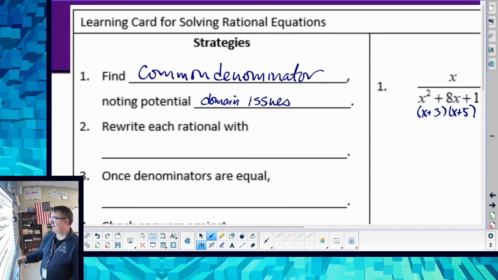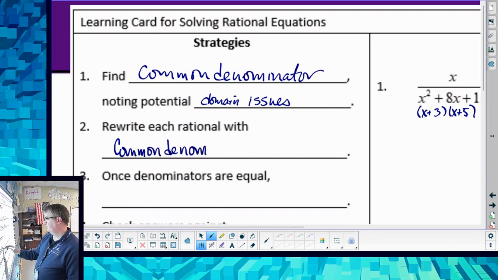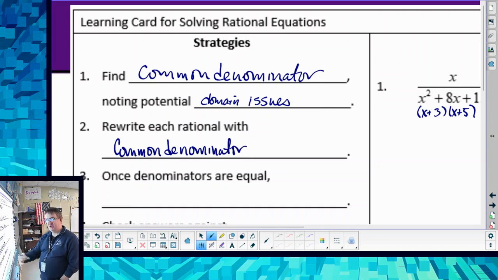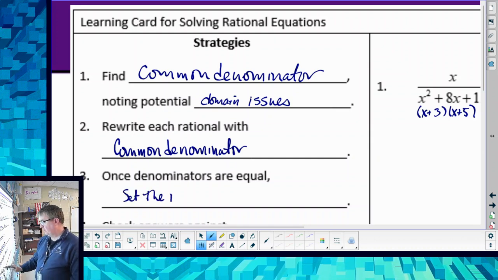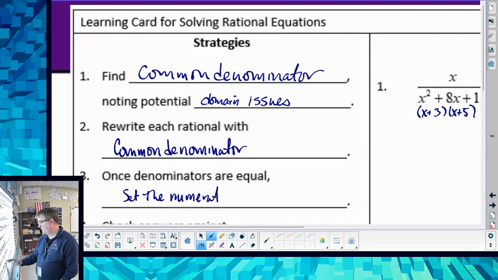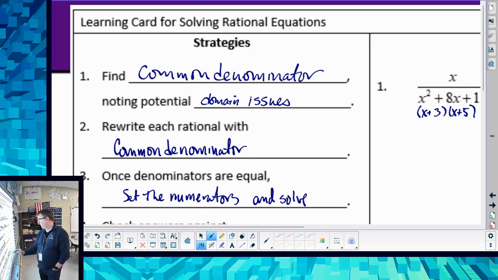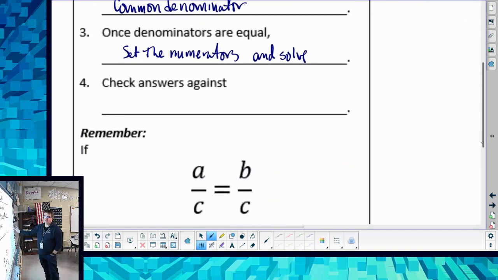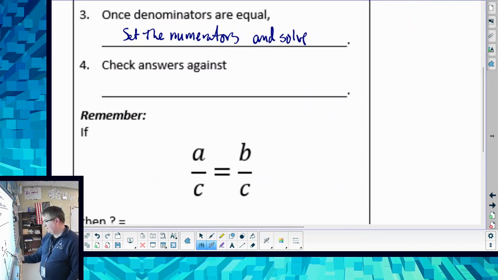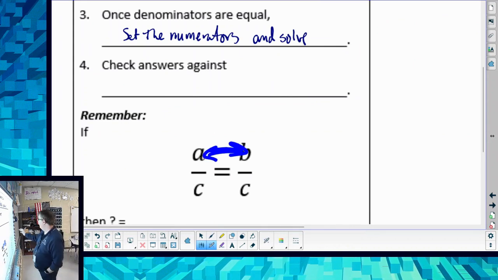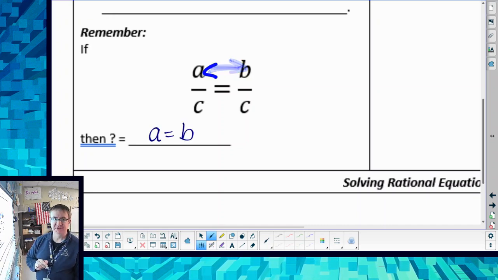Okay, so now we're going to rewrite each rational with our common denominator. And after we do that, once the denominators are all equal, we can set the numerators equal and solve it. Because remember, if A over C is equal to B over C, that means that A and B have to be the same thing. That's the only way that works. So once you get common denominators all set, that's where we're going to start solving things out.